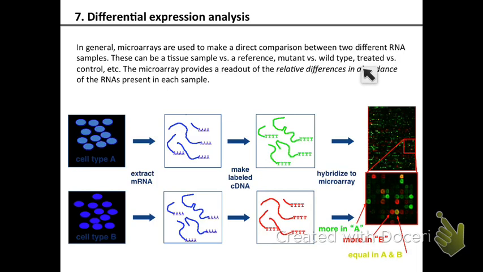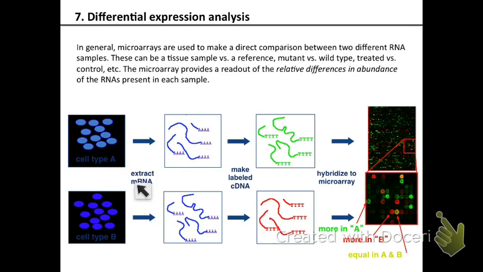You treat some cells with some drug or whatever, that would be your treated sample, and then the untreated sample would be your control, etc. So the microarray in this case provides a readout of the relative differences in abundance of the RNAs present in each sample. So in this example, we're comparing the transcriptome of cell type A to cell type B.